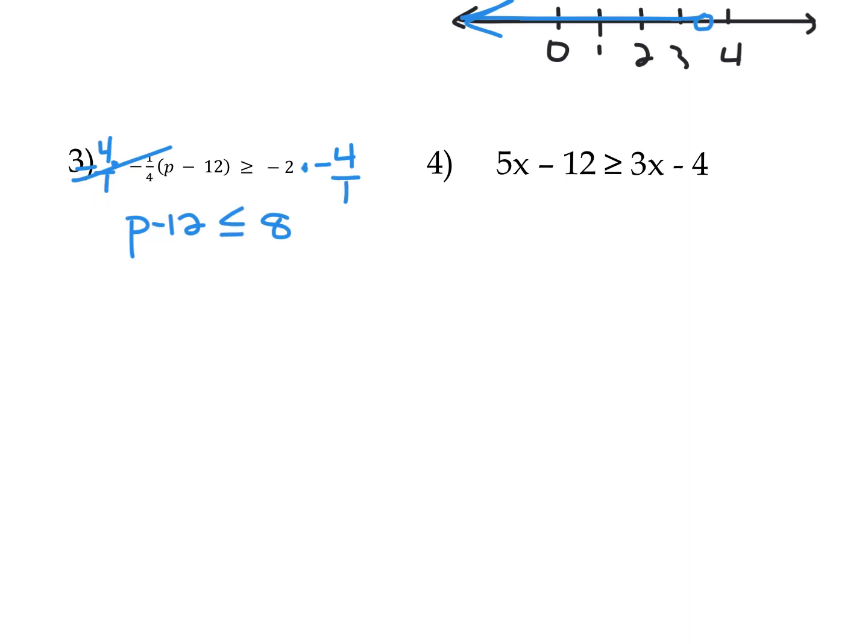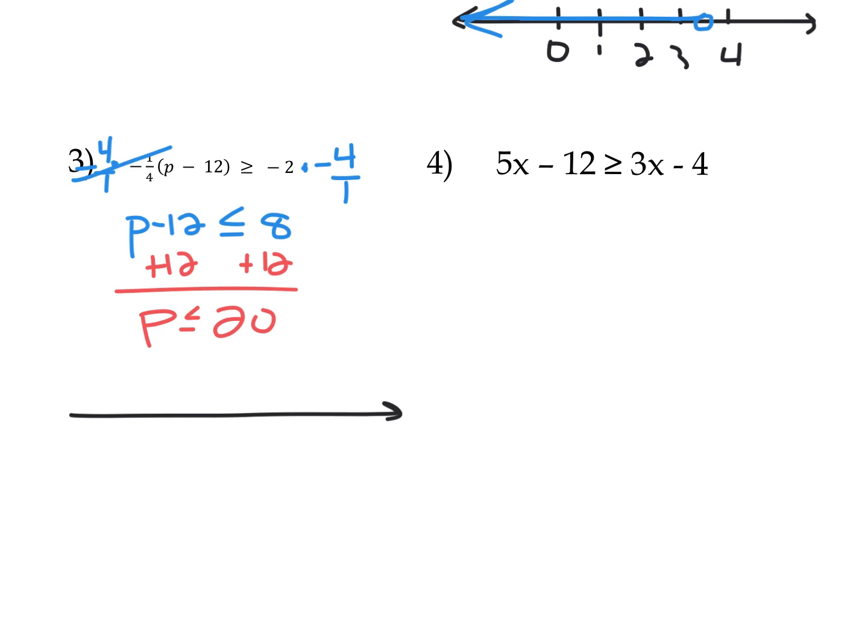Since I multiplied both sides by a negative, I had to switch the direction of my inequality. And now I can add the 12 on both sides. So when I add 12 to both sides, I'll get p is less than or equal to 20. And I could graph that on my number line. 0, 5, 10, 15, 20, say there.